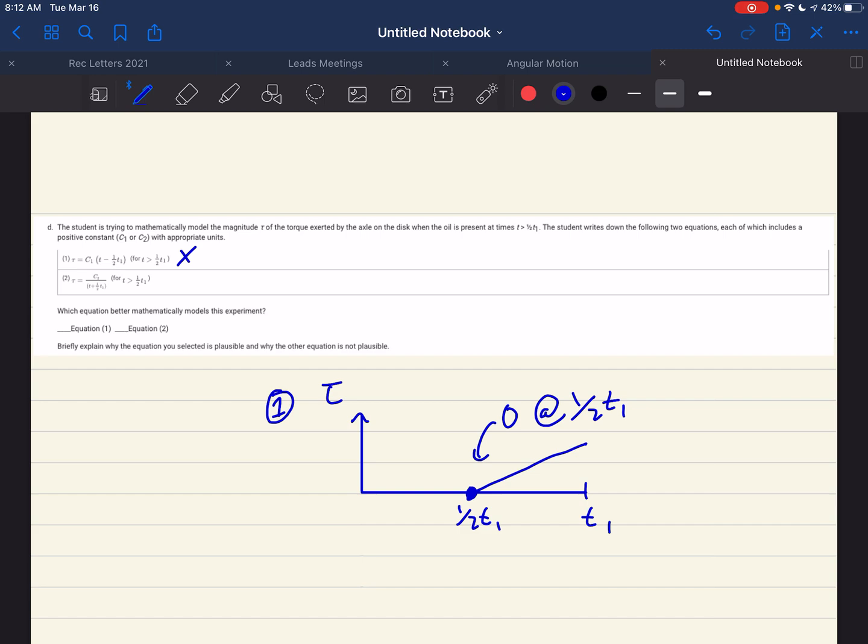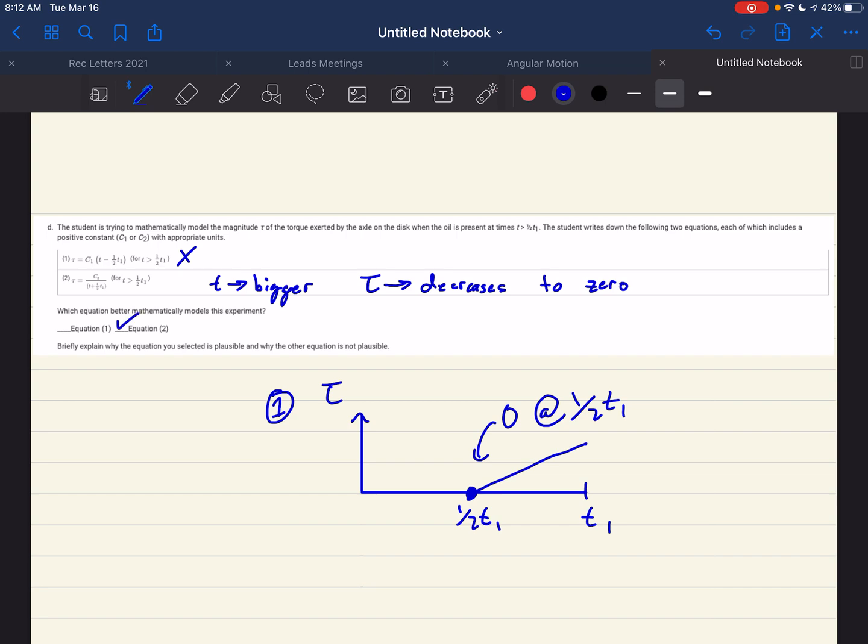Now, for number 2, this is a little bit more feasible, because we can see that as T gets bigger, the torque decreases. And it continues to decrease kind of forever. So this equation has behavior that's more like a continuous decrease in torque as time gets bigger, which is what we would expect to see as we're dripping that oil on. So 2 is going to make a bit more sense.